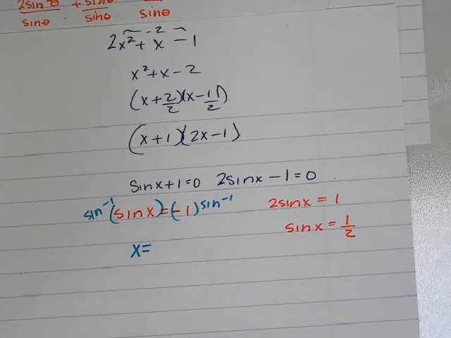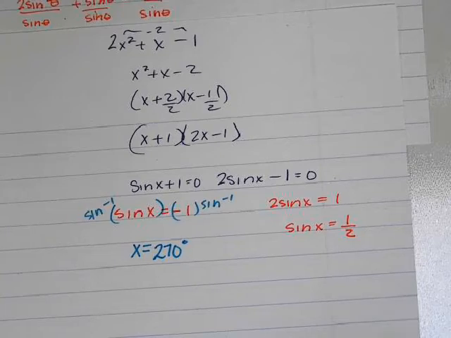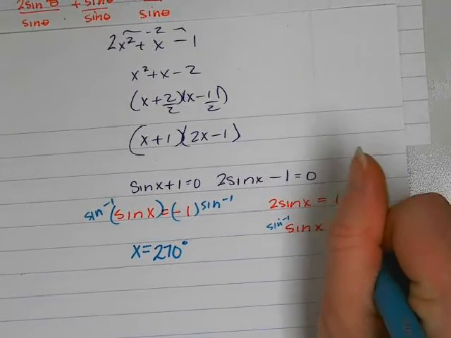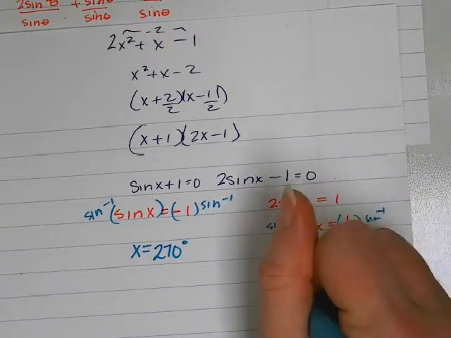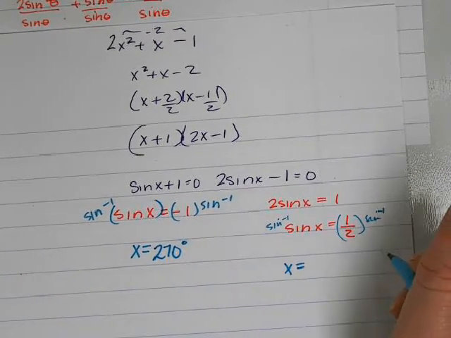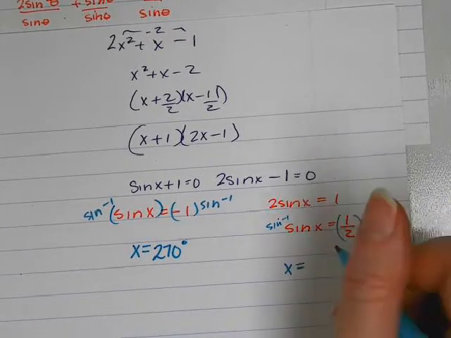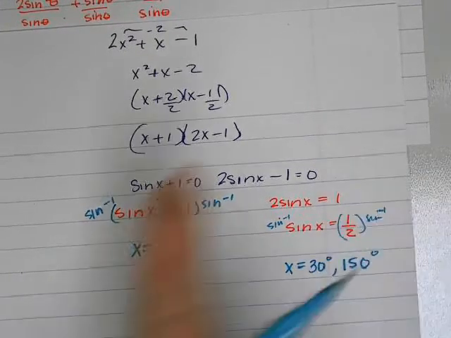On the interval of 0 to 360, so in degrees, it's going to be at 270. Then I arc sine this, and it is asking, where does sine equal a positive 1/2? That happens twice. Sine is positive in quadrants 1 and 2. 30 and 150. So there's your 3 answers.